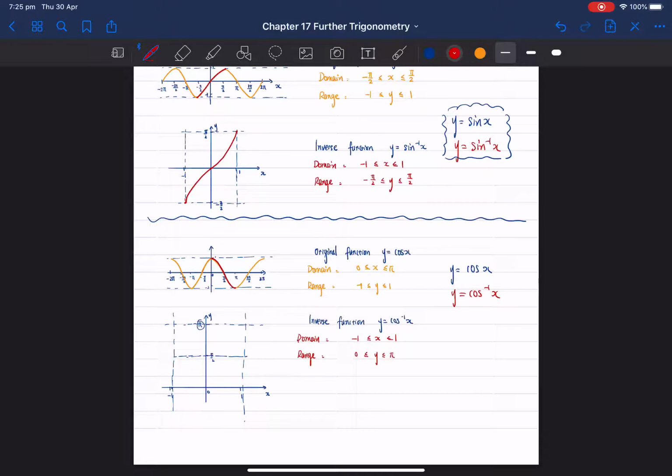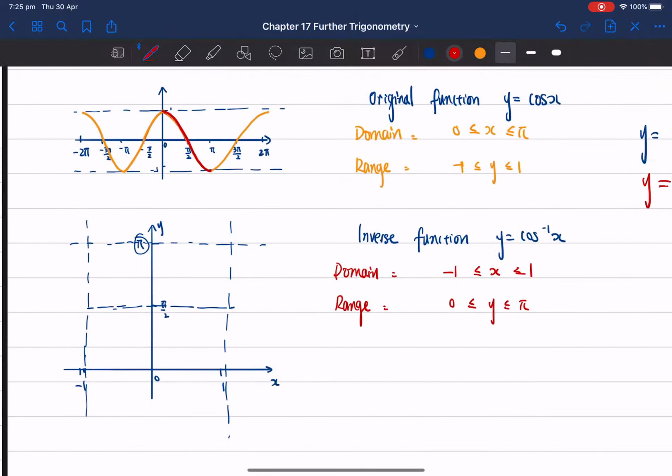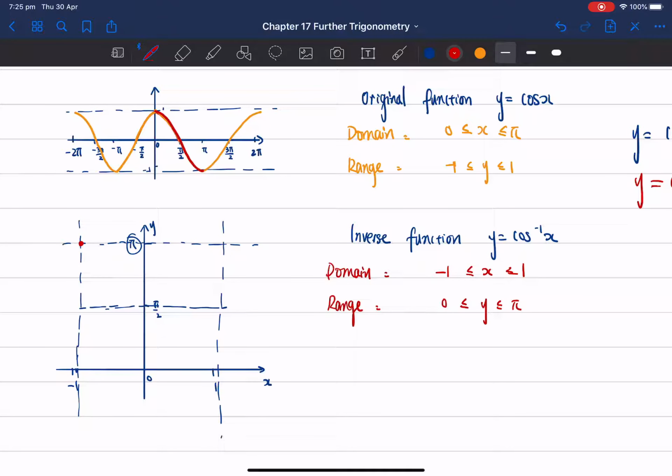The cos inverse starts from the top left corner, so just the opposite. It starts from this point, and then goes to the midpoint here, and then goes down to the point at the bottom right-hand side. It's still concave up first. It's always concave up first, and then concave downwards. That's how you sketch the cos inverse function.